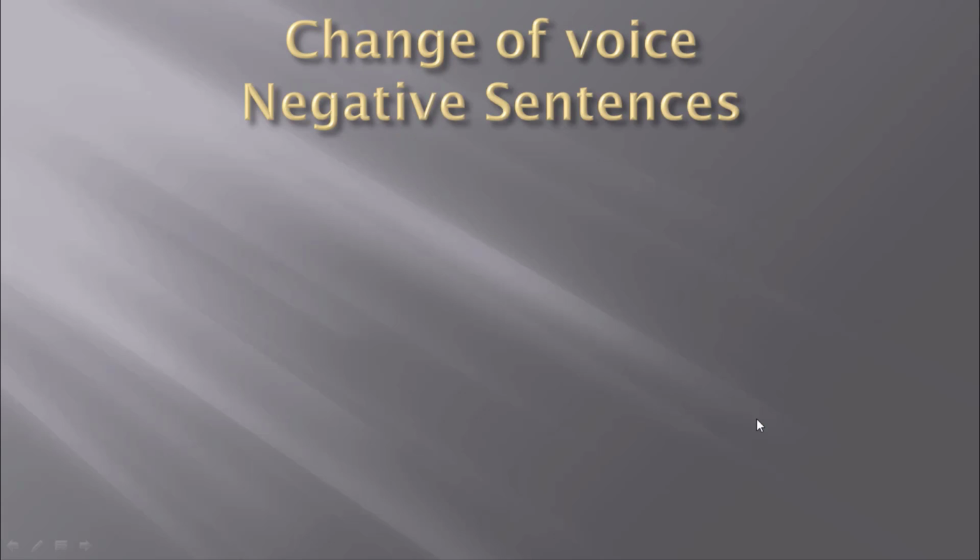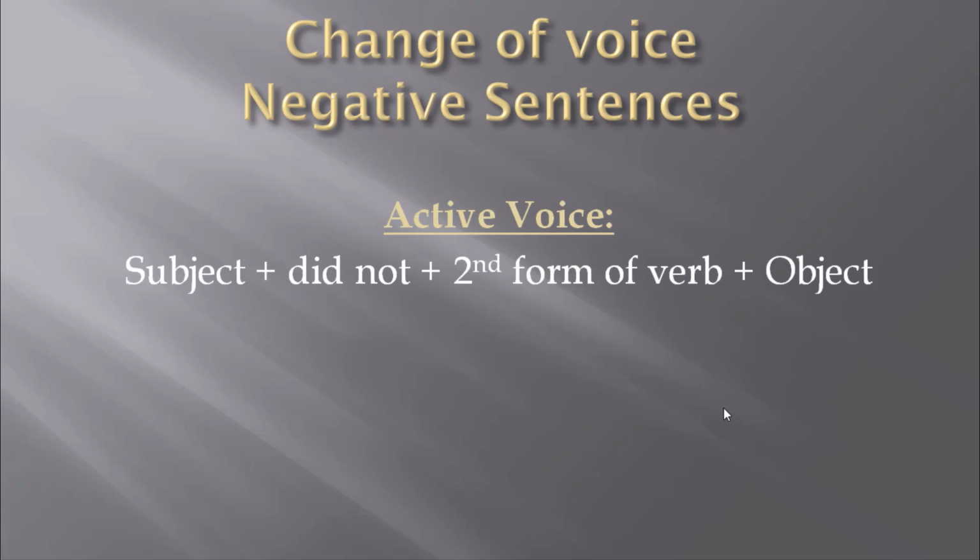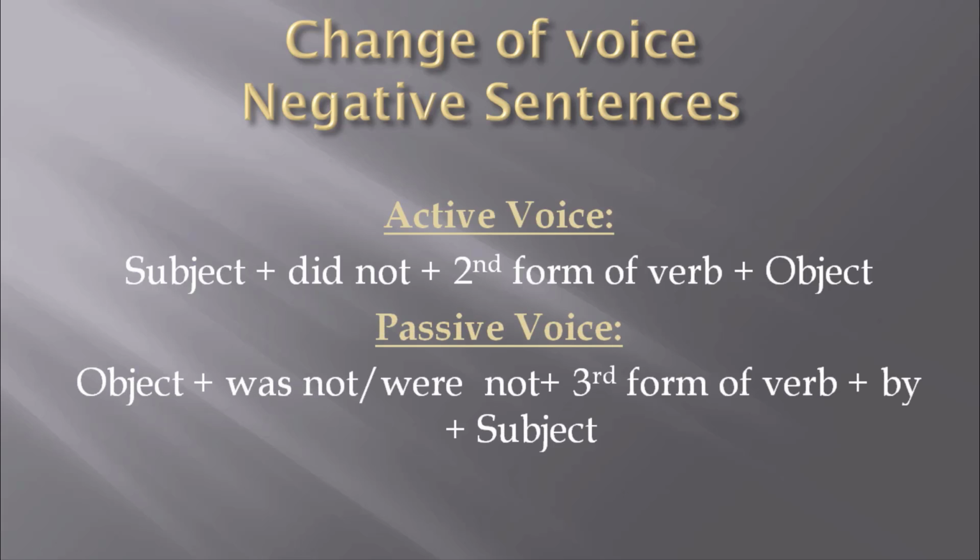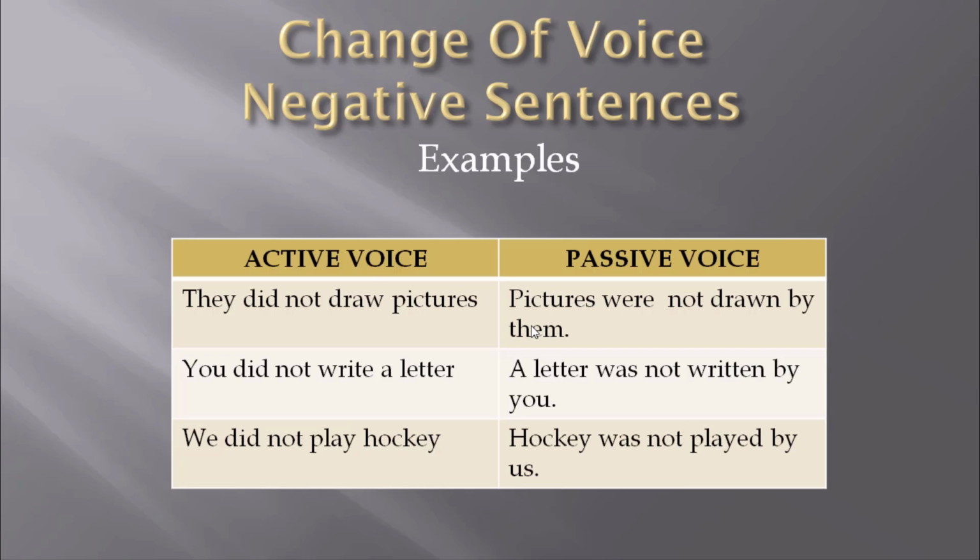Negative sentences. Formation of active voice: subject plus did not plus verb plus object. Formation of passive voice: object plus helping verb plus not plus third form of verb plus by plus subject. Now we discuss examples. They did not draw pictures. Pictures were not drawn by them.